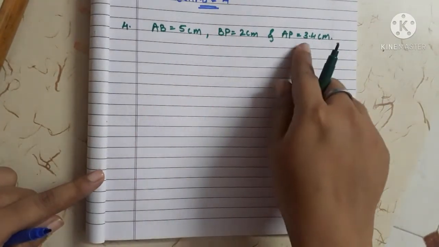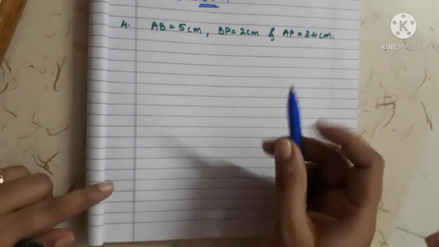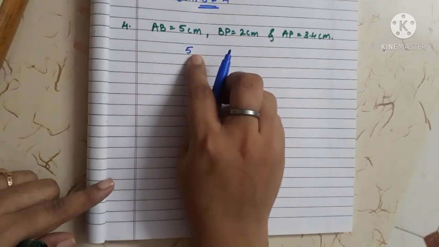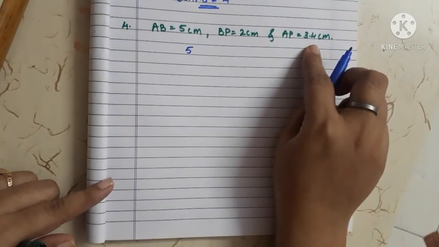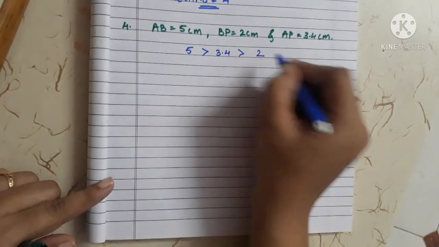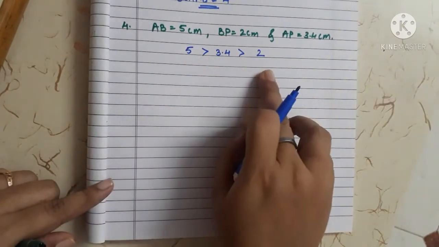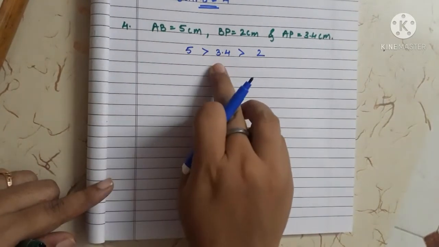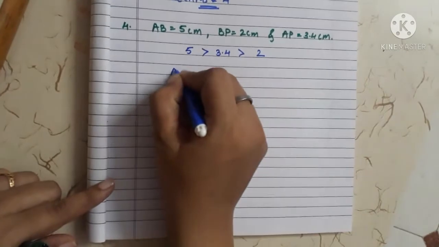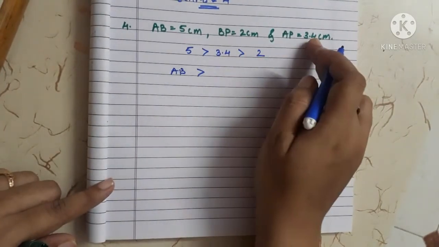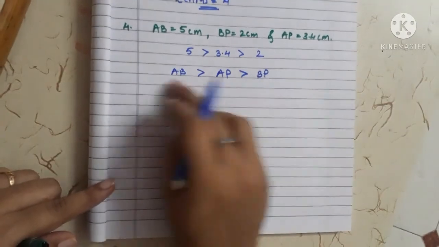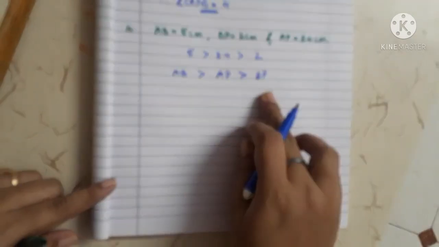We will arrange the numbers in order. Okay, so first we'll write the largest number. Among these 3, we can easily say that 5 is the largest number. After that, between 2 and 3.4, 3.4 is the larger number. Okay, and then comes 2. So this is our order. Now whatever is the corresponding name to this number, that we will write down. Okay, so 5 is AB, greater than 3.4 which is AP. Yes, so we'll write AP, and 2 is BP. So this is the arrangement in the order.